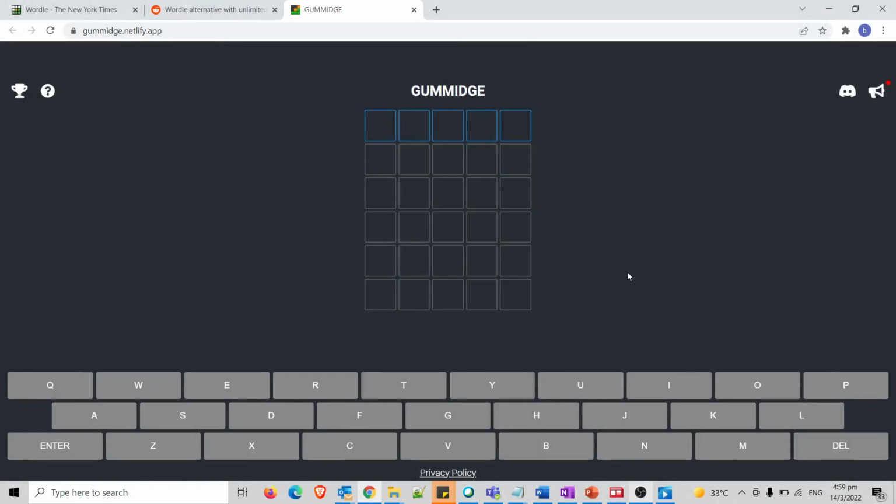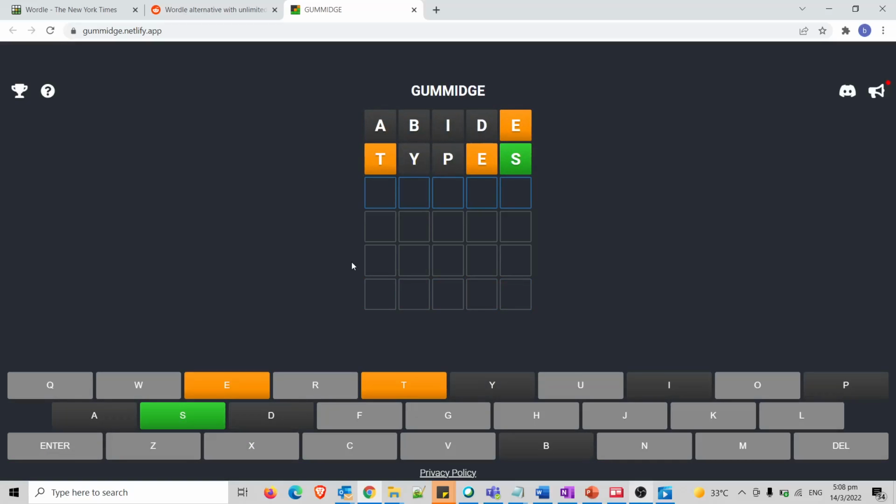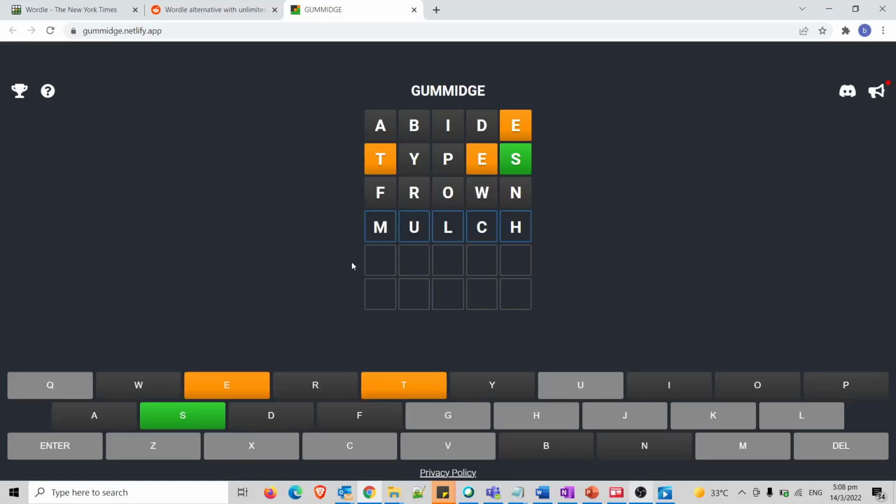Since Wordle is only 1 word per day, you can go to Gummidge, where you can have multiple practice sessions. An unlimited number of words are over here. Let's start with abide. We have E. Then go with types. We have T and S. Then we go with frown. We have nothing. We go to mulch. We have M. We have M, E, S, and T.